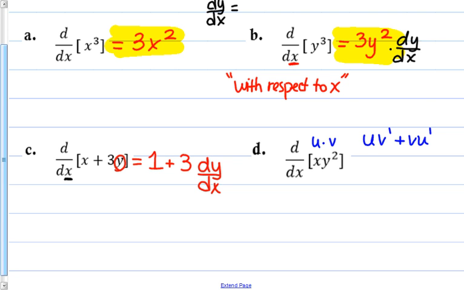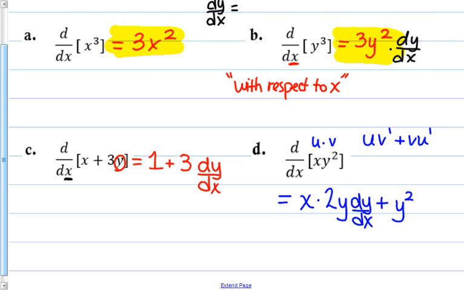Okay, so u would be x. Let me do it down here. So u is x times v prime, the derivative of y squared. The derivative of y squared is 2y, but then dy/dx, plus v, which was just y squared. Now I'm not taking the derivative of v, right? That's just v, so I don't need the dy/dx. The dy/dx is only when you take the derivative of y.